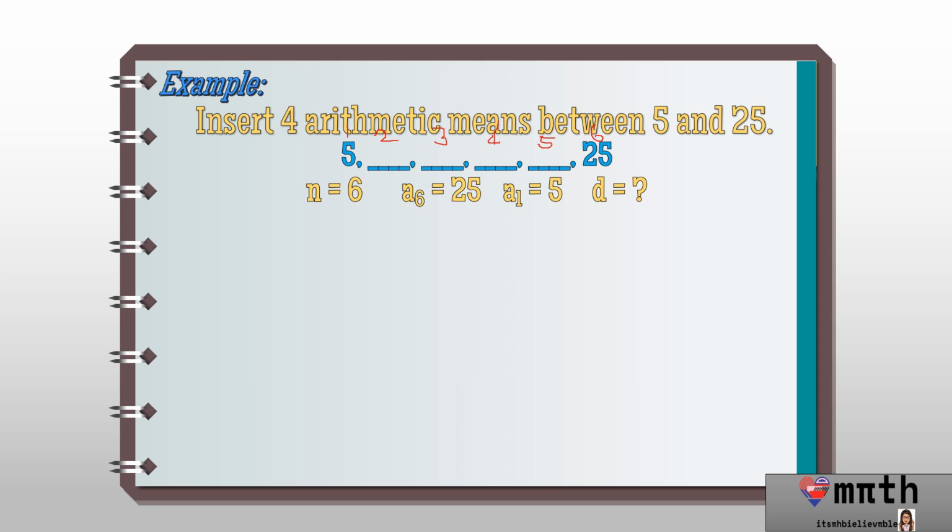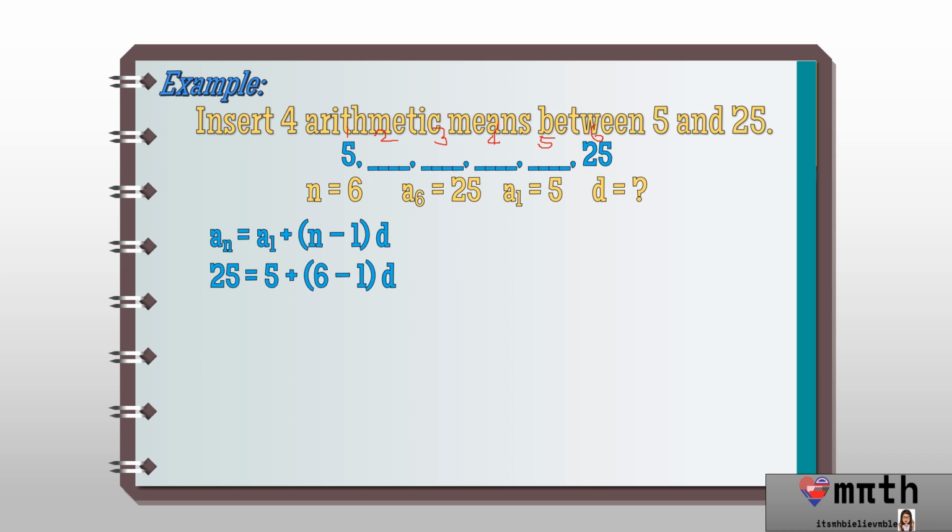Then, we're going to look for the value of the common difference in order for us to get the arithmetic means. So, using again the formula of arithmetic sequence, a sub n is equal to a sub 1 plus n minus 1 multiplied by d. We're going to substitute the givens. So, that will be 25 equal to 5 plus 6 minus 1 multiplied by d. We're just going to copy d since we do not have the value of d.